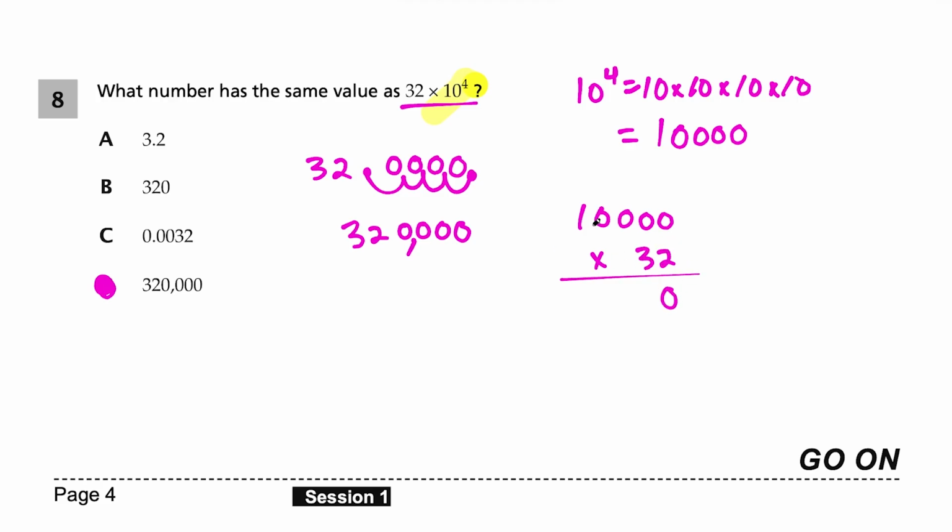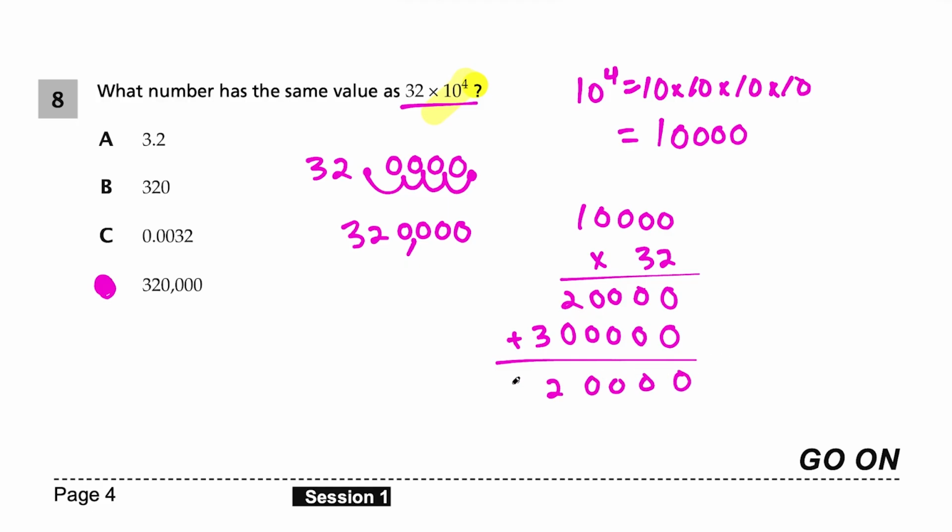So I just do 2 times these 4 zeros. And then I do 2 times 1 is 2. I put a placeholder, and then I have 3 times 0, and I do it 4 times. So 1, 2, 3, 4. And then I do 3 times 1 is 3. And now just add everything up, and notice that we get the exact same answer. Okay, we're going to get 320,000. So choice D is definitely our answer.